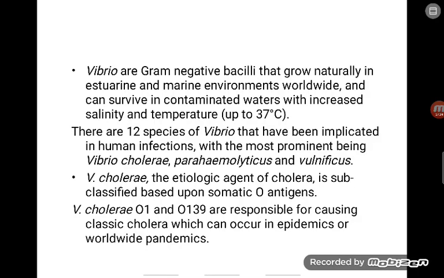There are 12 species of Vibrio that have been implicated in human infections. The most prominent species are Vibrio cholerae, Vibrio parahaemolyticus, and Vibrio vulnificus. Vibrio cholerae is the etiological agent of the well-known disease cholera, and it is subclassified based upon the somatic O antigen. So we have Vibrio cholerae O1 and Vibrio cholerae O139. Both are responsible for causing classic cholera, which can occur in epidemics or worldwide pandemics.